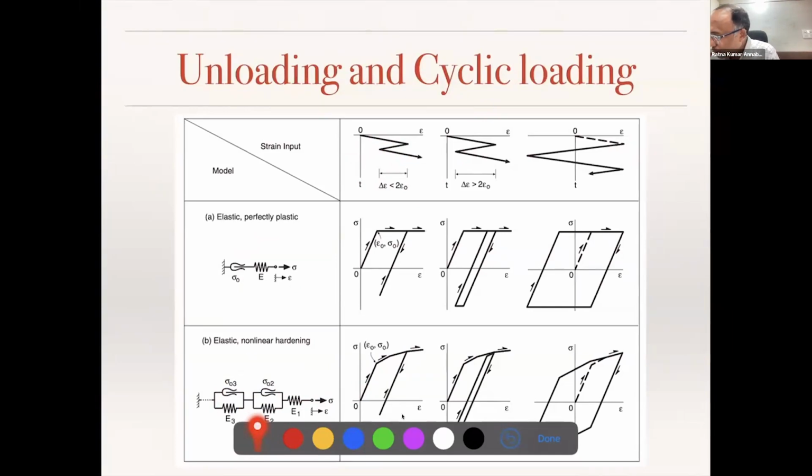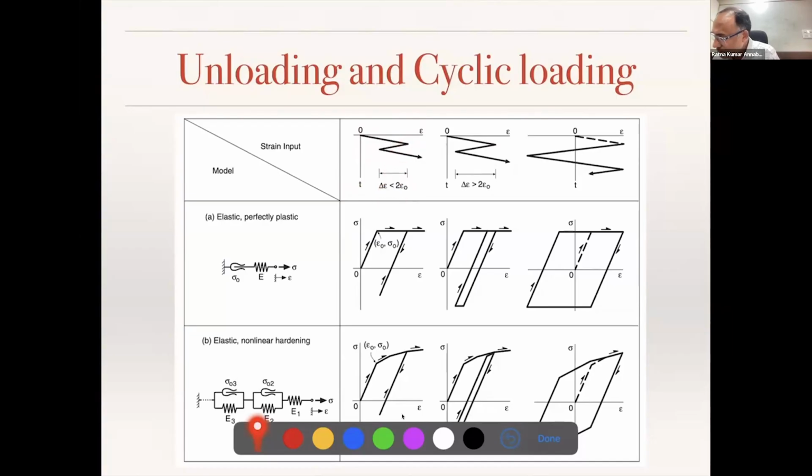Let us say you have loaded the material in positive strain, and then you are unloading. That means the strain, as a function of time, is increasing up to a maximum value, and then again it is unloaded. That means the strain is reduced. When it is completely unloaded, it will go to 0, but here it is only partially unloaded. The partial unloading means delta epsilon is less than 2 times epsilon naught.